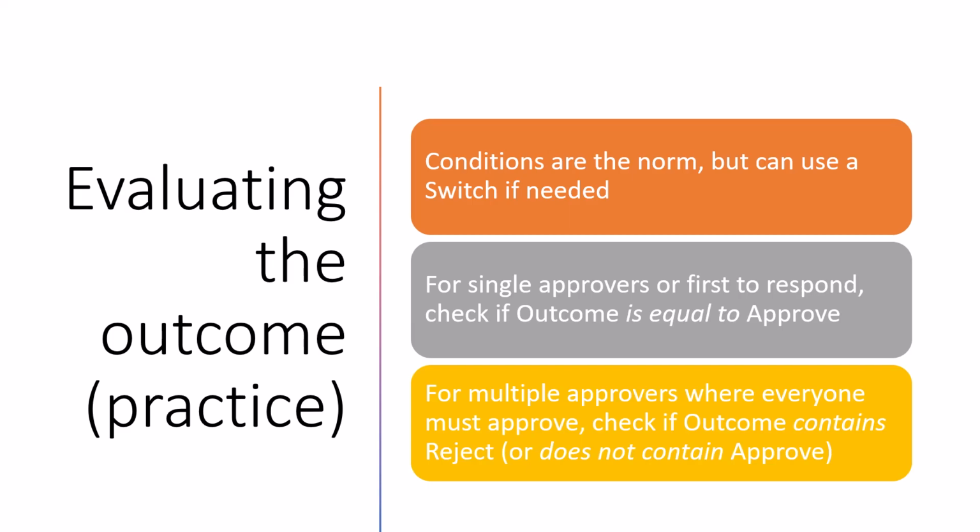Again, it's kind of six of one, half a dozen of the other. It depends which way you prefer to do your logic, forward logic or reverse logic and double negative logic. It can get kind of crazy, but the important thing is to understand that you want to look for that outcome string either containing the word reject or not containing the word approve.